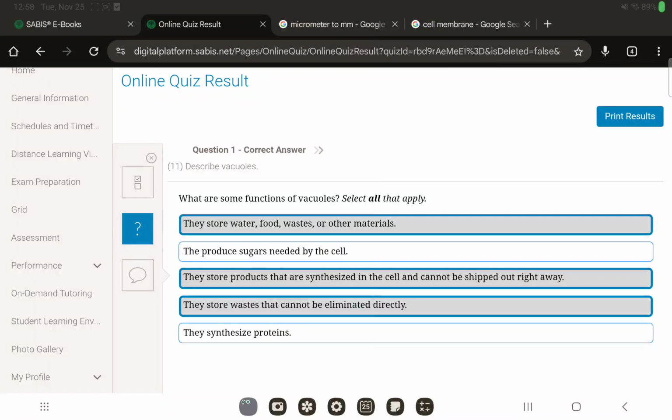Okay, so today we're going to be doing the biology online quiz for chapter 1 for the finals. So, what are some functions of vacuoles? Vacuoles generally store things that aren't being used by the cell at the moment, or cannot be used by the cell at the moment. So, they store water, food, wastes, or other materials. They store products that are synthesized in the cell and cannot be shipped out right away, and they store wastes that cannot be eliminated directly.